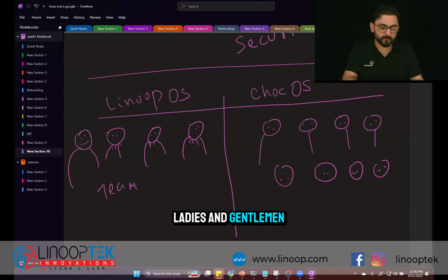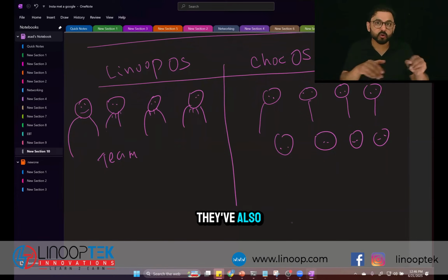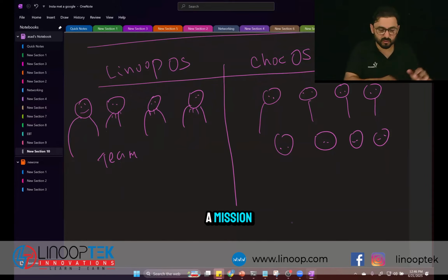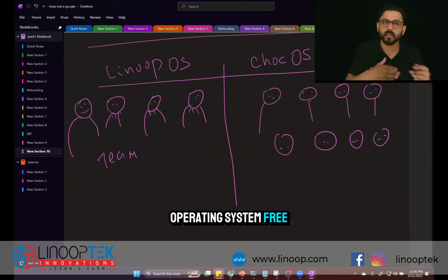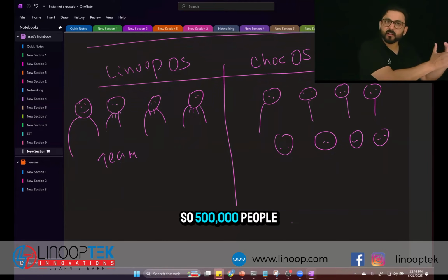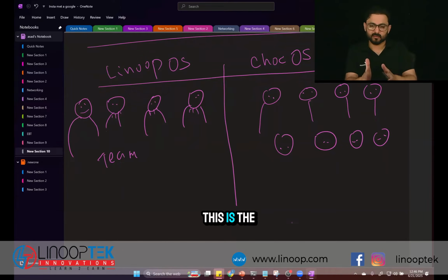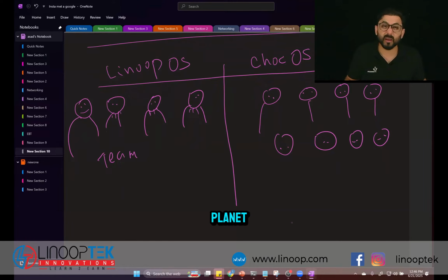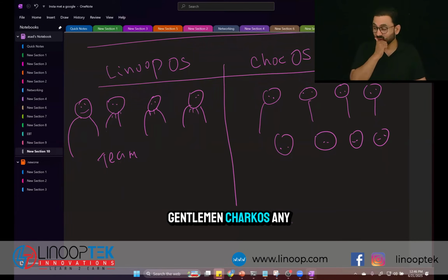Therefore, ladies and gentlemen, now they have a mission. They have a mission that they want to make this operating system free. They want to make it secure. They want to make it the best out there. So, 500,000 people versus the top-notch 50,000 people on the planet. Who wins the race? Ladies and gentlemen, the open-source one. Any day.